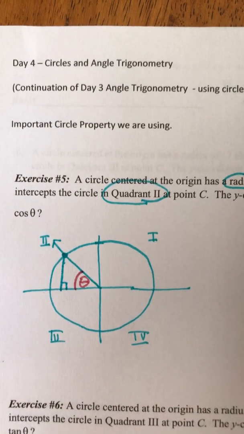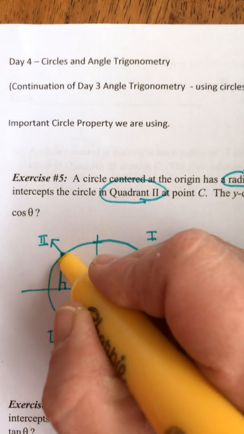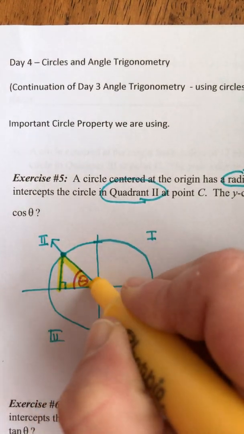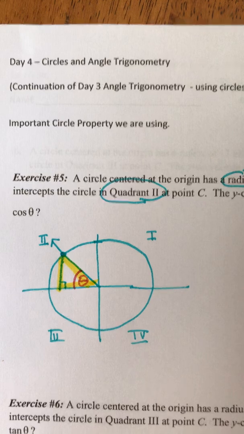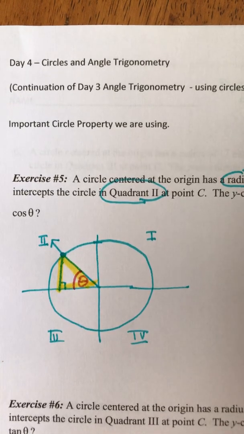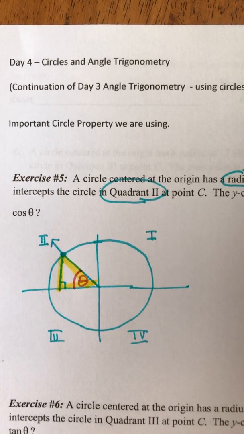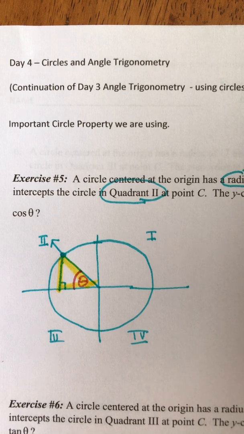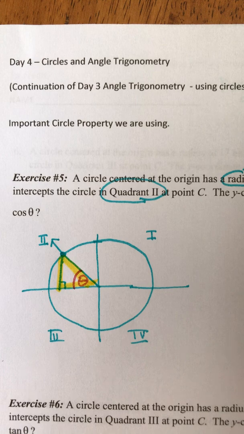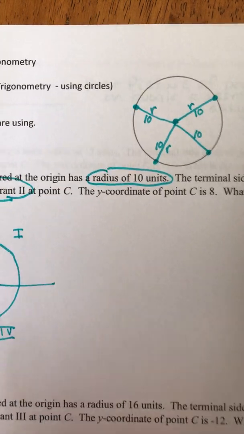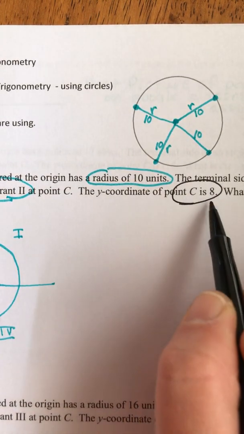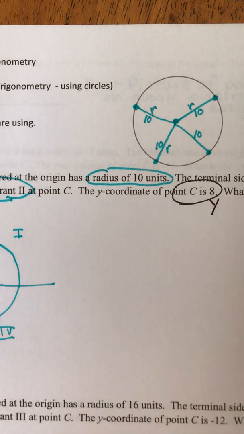Magically, we have created the right triangle that we need here. So there's our right triangle. We're going to be able to use the Pythagorean theorem because it's a right triangle, and we can get our trig functions from this right triangle. The other clue that they gave us in this problem is that the y-coordinate of point C is 8. So this 8 is the y value.